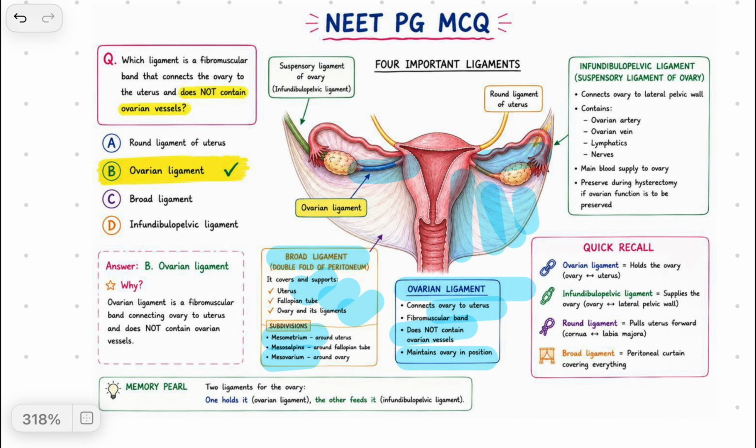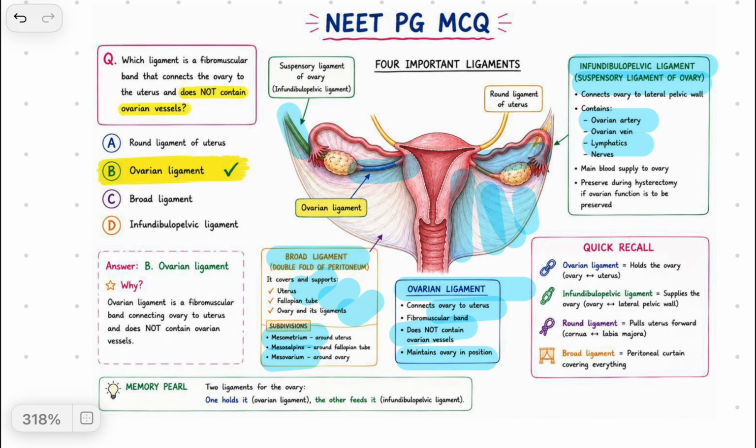Coming back to the infundibulopelvic ligament, or suspensory ligament of the ovary. This connects the ovary to the lateral pelvic wall. It's very important because it contains ovarian vessels like the ovarian artery and vein, and lymphatics and nerves. So through this ligament, there are ovarian vessels and nerves. It means the blood supply to the ovary.